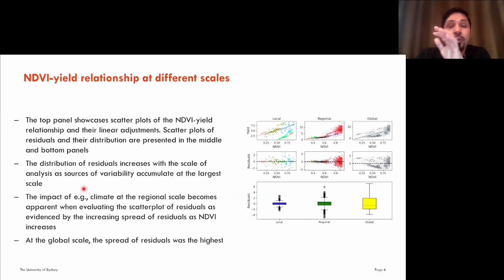And then what we've done, we plotted the NDVI against yield at different scales. Local scale in here, I don't know if you can see it, and regional scale, and then global scale. At the local scale, the relationship is almost linear. The saturation issue or the climate dependency is not really clear, but as you go to regional and global scales, you see more residuals. And from the box plot, you'll see the global scale has the highest residuals. And this is because NDVI, as you know, is dependent on the climate.